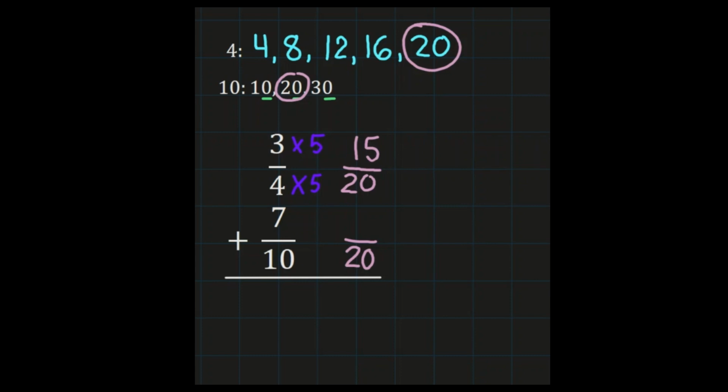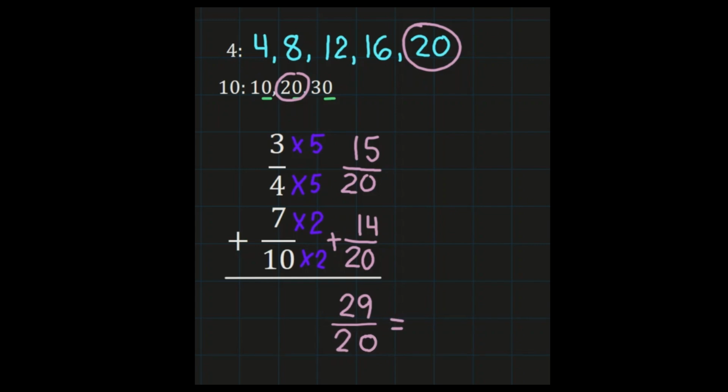Then I have my denominator. 10 times 2 is 20. So since I multiplied my denominator by 2, I need to multiply my numerator by 2. 7 times 2 is 14. And then I'm ready to add. Now I've got fractions with a common denominator, so I just need to add my numerators. So 15 plus 14 is 29, and that common denominator of 20 remains the same. So now I've got a sum of 29/20.